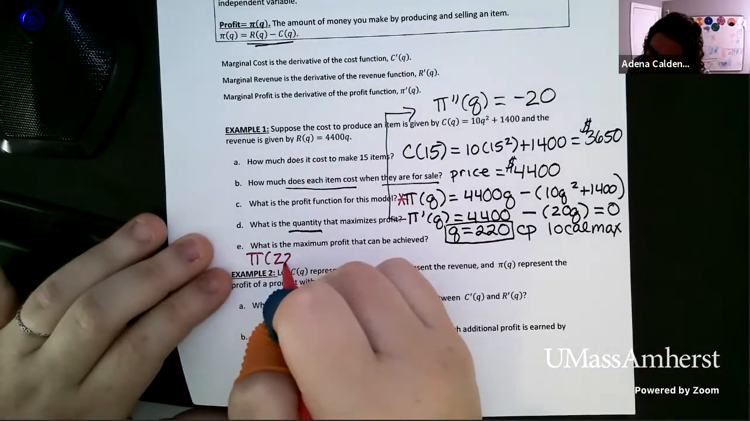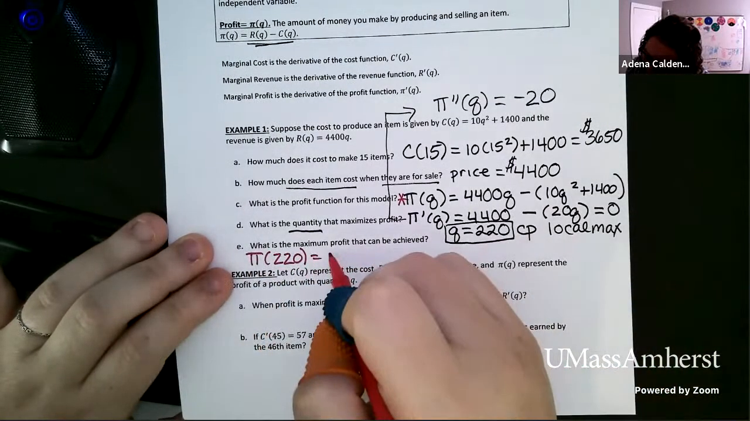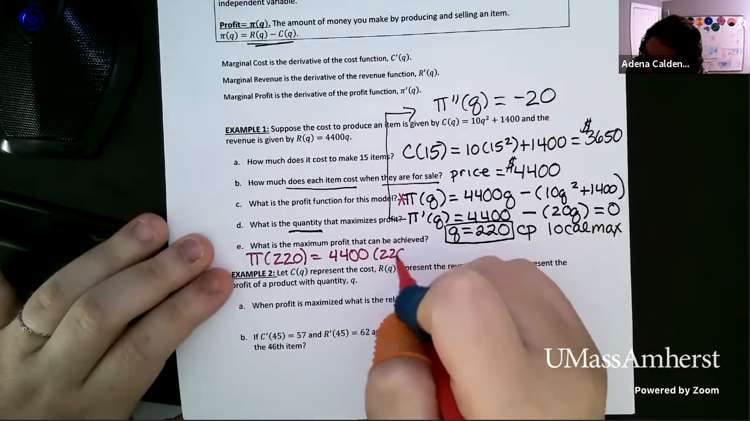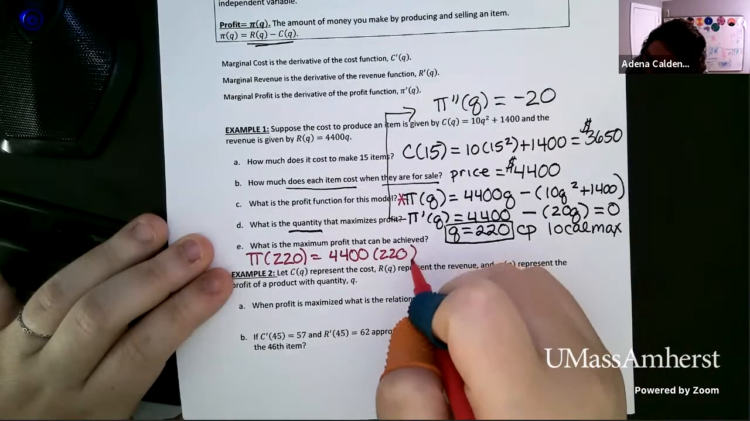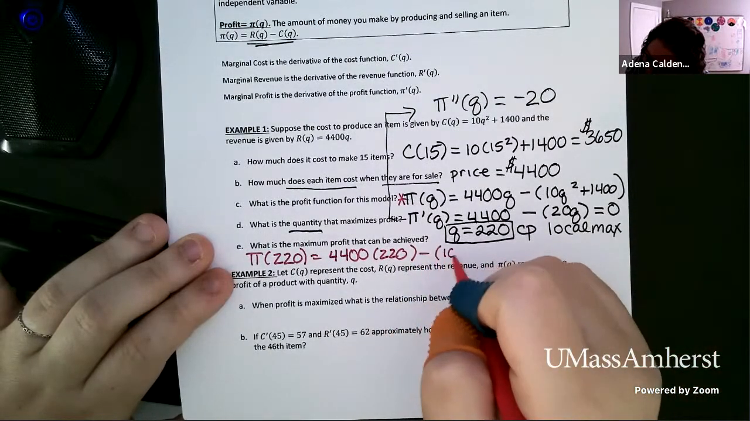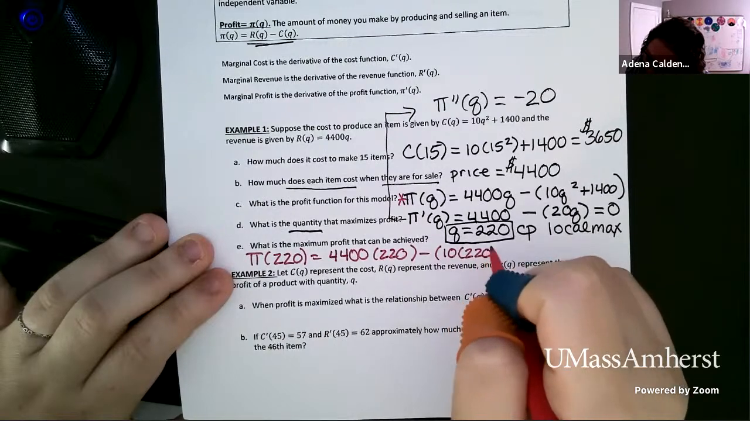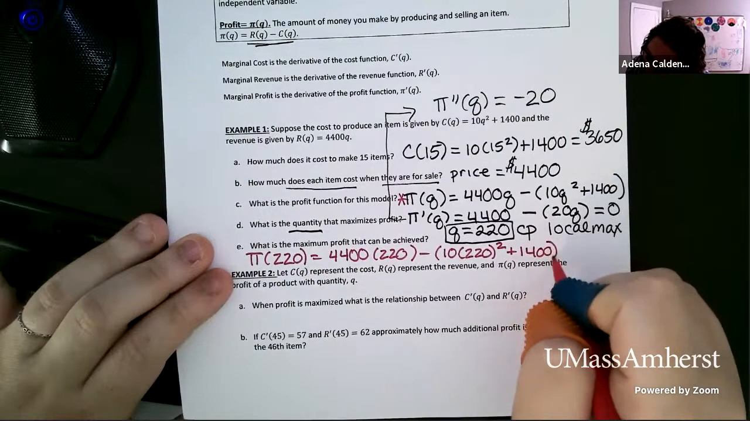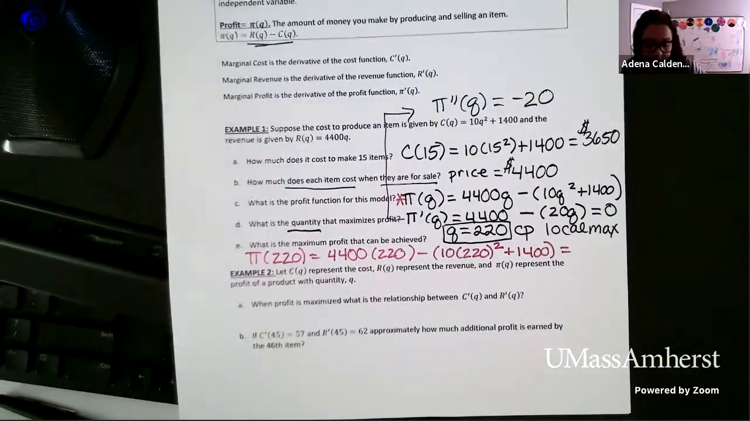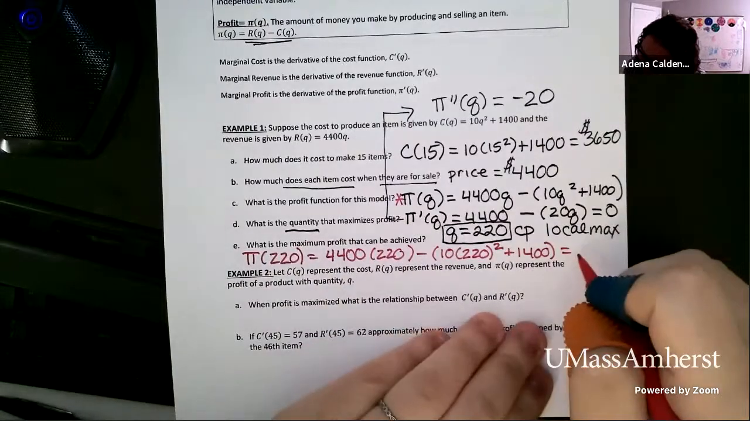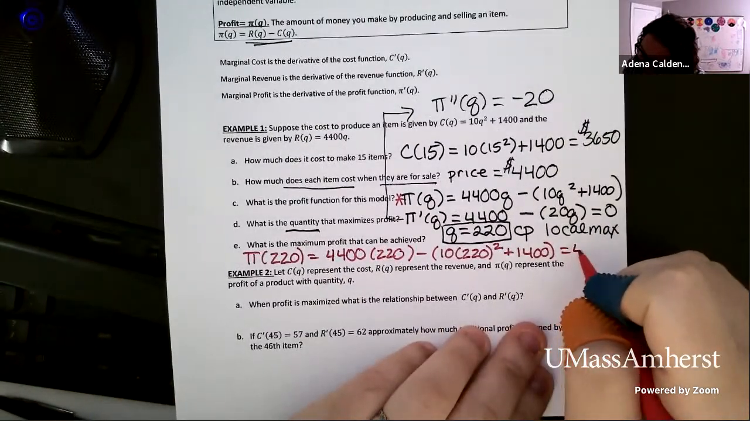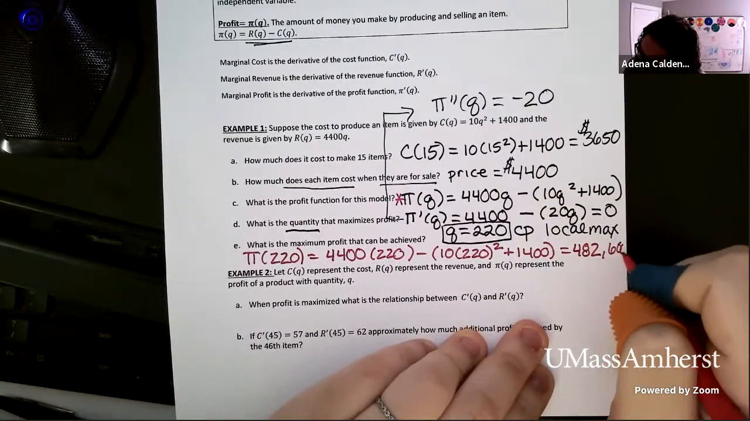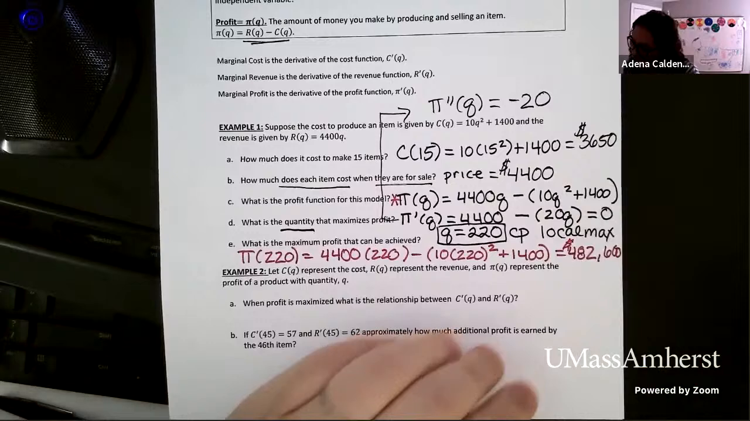So here, if we plug in a 220, I get 4,400 times 220 minus, and still using parentheses here, 10 times 220 squared plus 1,400. You're going to put that all into your calculator, and we are going to get, let's see, $482,600. Okay.